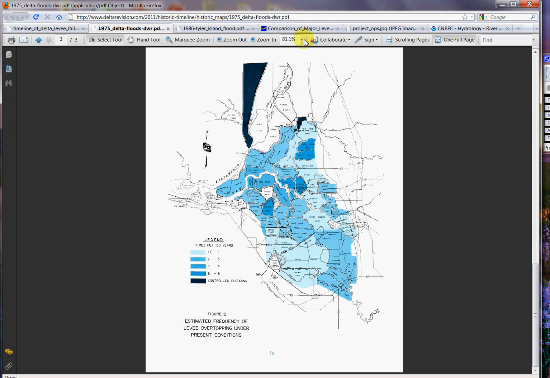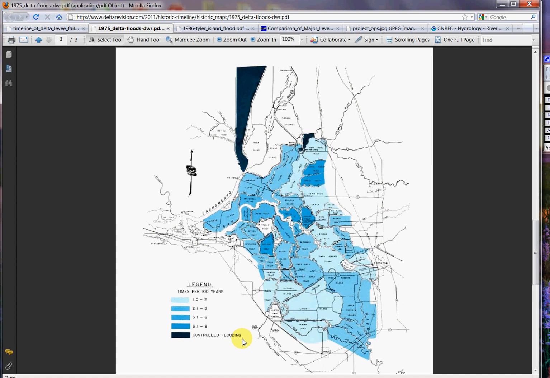I'm going to make it a little bit bigger so you can see what I'm talking about. Controlled flooding. So this map recognizes, and this is a 100-year period, where there's overtopping or flooding of levees, and this is from 1975 back. And this recognizes that the Yolo bypass area has been planned to be and is currently used as a flow bypass. When there is excess water in the Delta due to high rainwater, they divert it through weirs and other methods to make it flow down this Yolo bypass here and then out into the bay. Here is another controlled flood area.